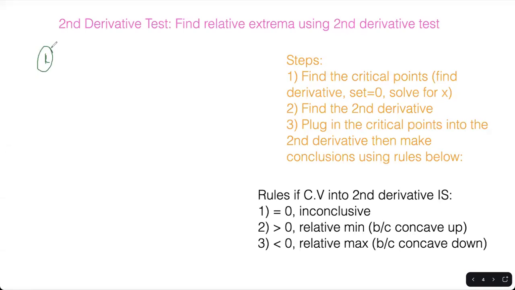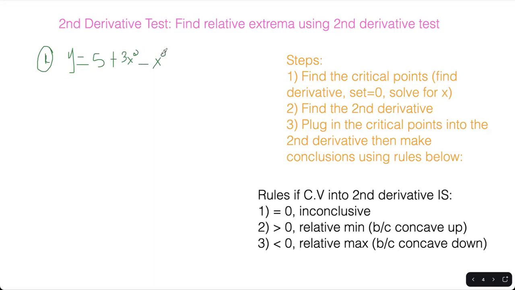Okay, so we're going to do the function. So y equals 5 plus 3x squared minus x to the third.